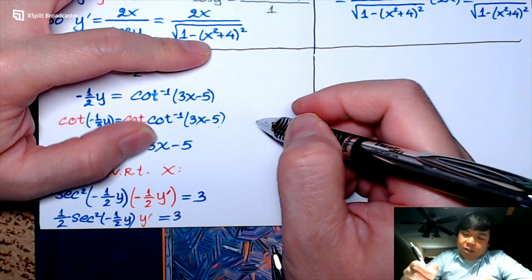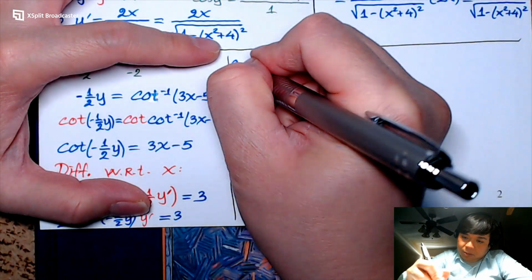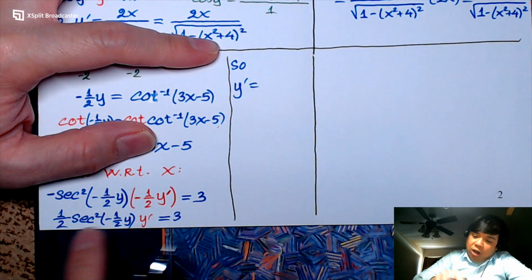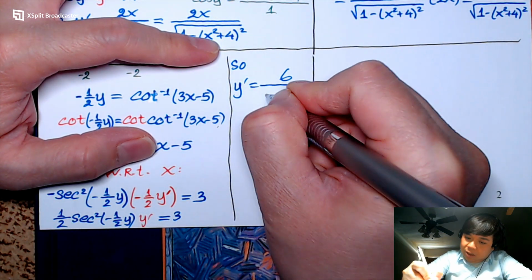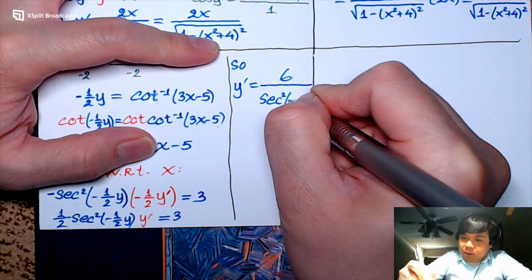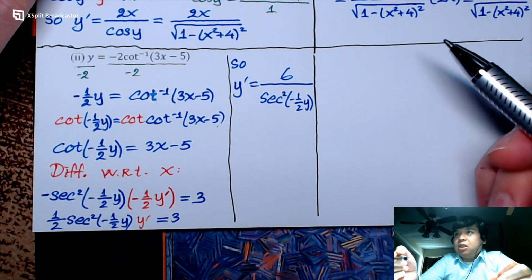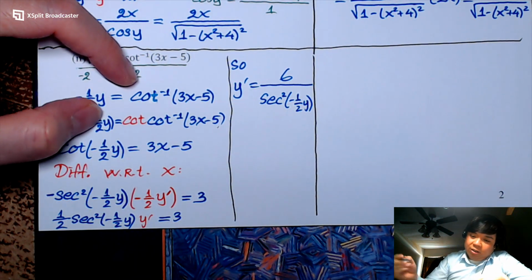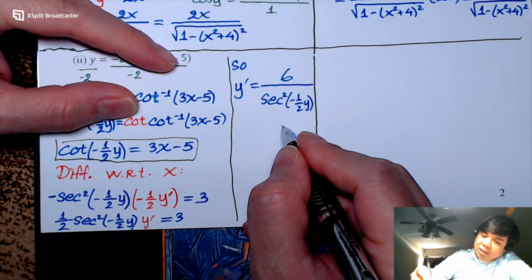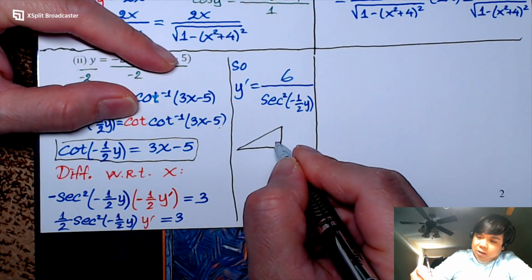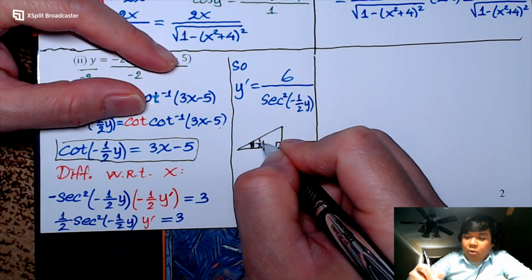So with that, I continue here. So the y prime, multiply the 2, so that would be 6 divided by secant square. Okay, secant square. And now we can draw a triangle using this. Cotangent, by the way, the angle is -1/2 y.